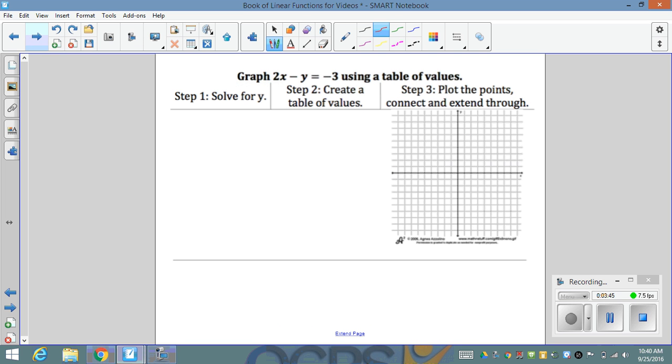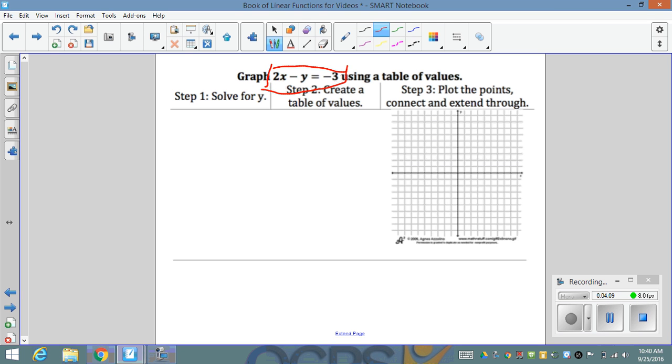All right, we have this function here. We're asked to graph it. 2x minus y equals -3. First, let's talk about why this is linear. The x and y are both raised to the power of 1. They are not multiplied together. There are no fractions, there are no roots, and there are no variables in the exponent position.